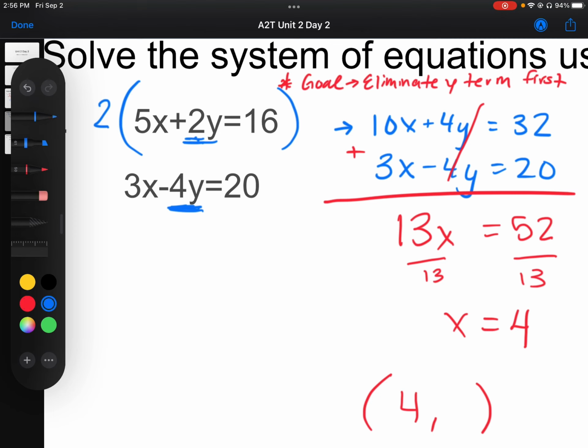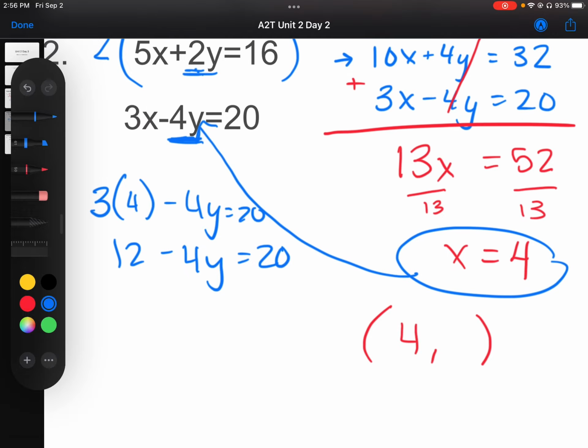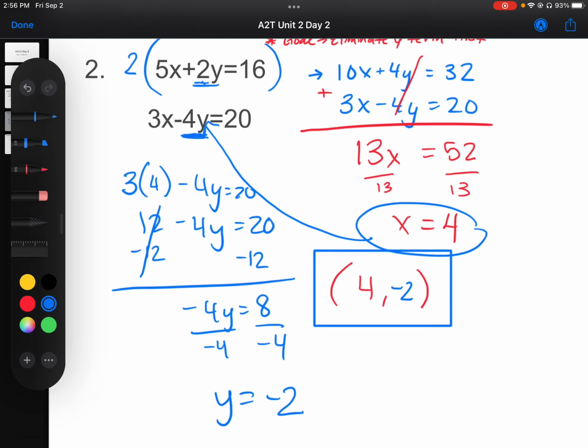And go back and plug that in to either of the equations. If I plug it in here, that's 3x, but instead of x, we're plugging in 4. Minus 4y equals 20. 3 times 4 is 12. Subtract 12 on both sides. Negative 4y equals 8. Divide by negative 4. y equals negative 2. So the one point where the two lines meet is 4, negative 2.